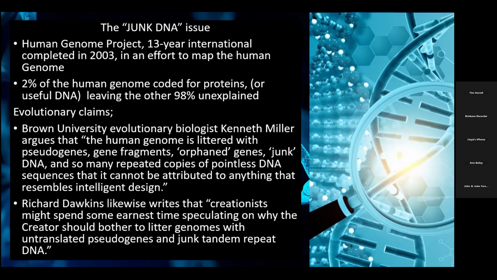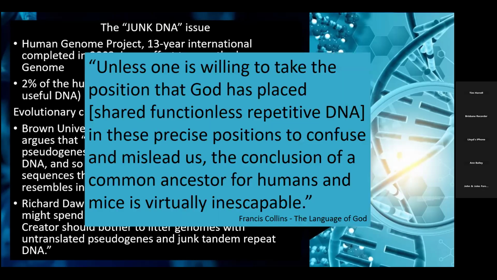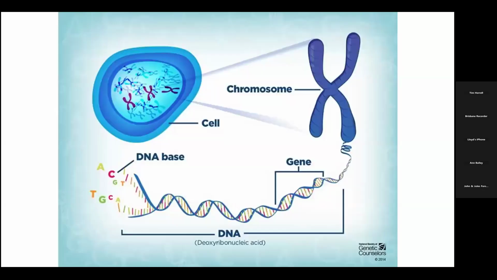Like they're just like, man, we only need 2% of this. The rest of it's just garbage. This is Francis Collins in the book, The Language of God: unless one is willing to take the position that God has placed shared, functionless, repetitive DNA in these precise positions to confuse and mislead us, the conclusion of the common ancestry for humans and mice is virtually inescapable. They were doing an experiment with mice, obviously, in this one. It's sealed, isn't it? It's all junk.